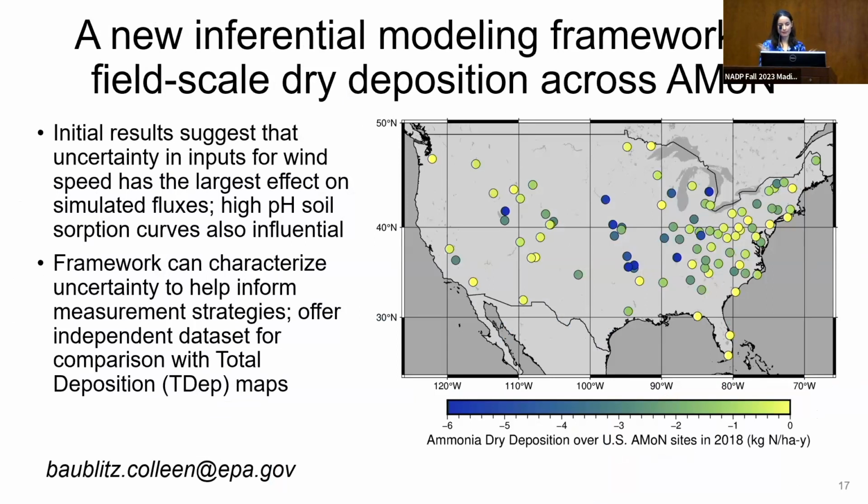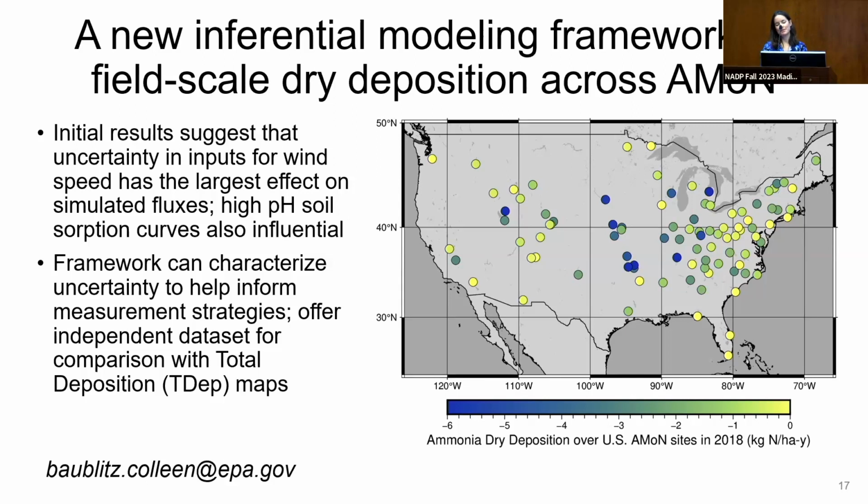But broadly, just to summarize, we have developed a new inferential modeling framework for field scale dry deposition across AMON. Initial results suggest that uncertainty in inputs for wind speed have the largest effect on simulated fluxes. You may recall in the beginning that there were biases associated with wind speed and friction velocity, given that we see that those are influential in terms of our sensitivity simulations. That may be something we're thinking about more.